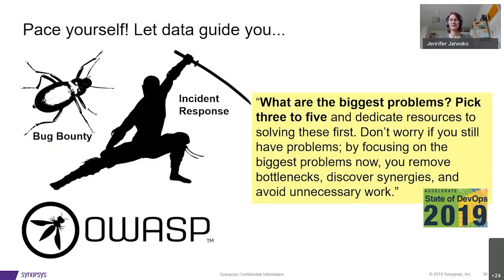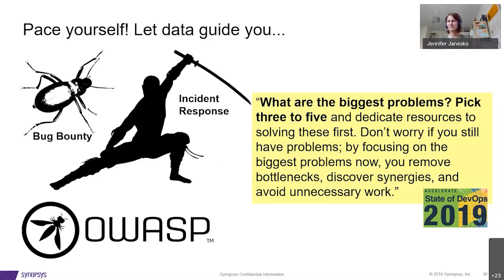Let the data guide you. Don't try to take everything and do it all at one time. What you want to do is get information so that you can target your work. If you look at the State of DevOps, for the recommendations they're making, they say don't try to do it all at once. Pick 3 to 5 of these problems and actually just focus. Fix these problems and do it well.